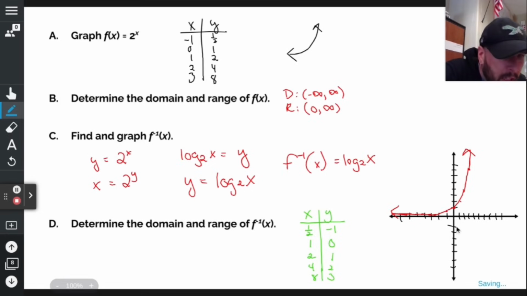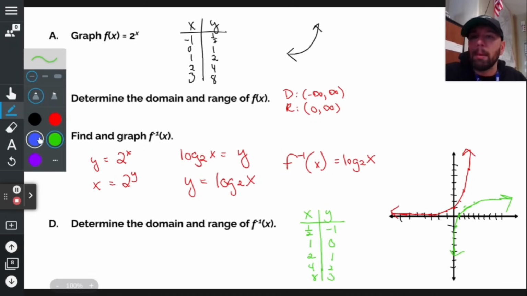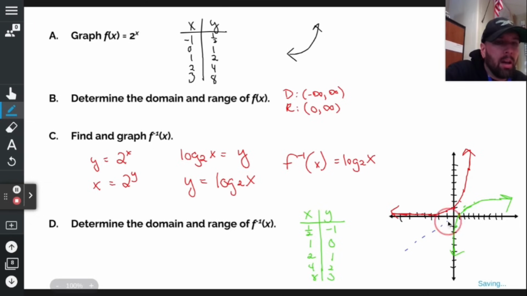So 1 half is negative 1. And 1 is 0, boop. And 2 is 1, boop. And 4 is 2, boop. And 8 is 3. And then that curls up. And then what you can see is that this is a mirror image over the line y equals x. Yeah, kind of nice how everything just works out, isn't it? Kind of nice.